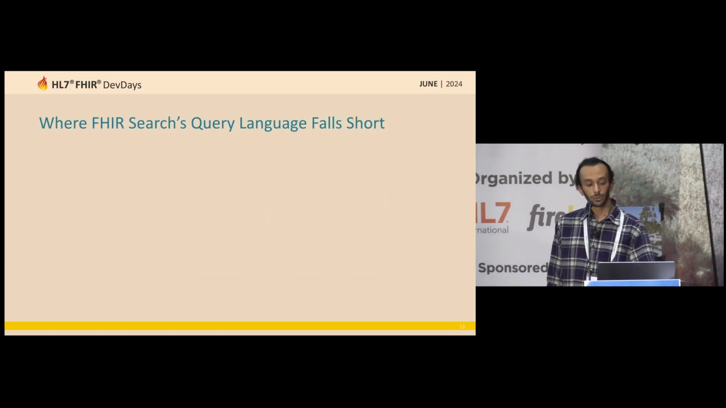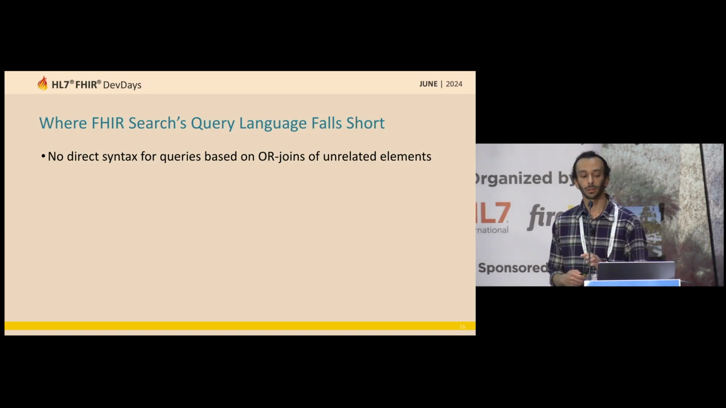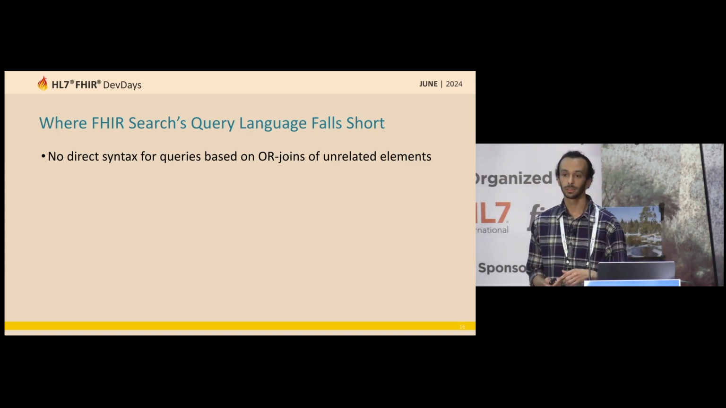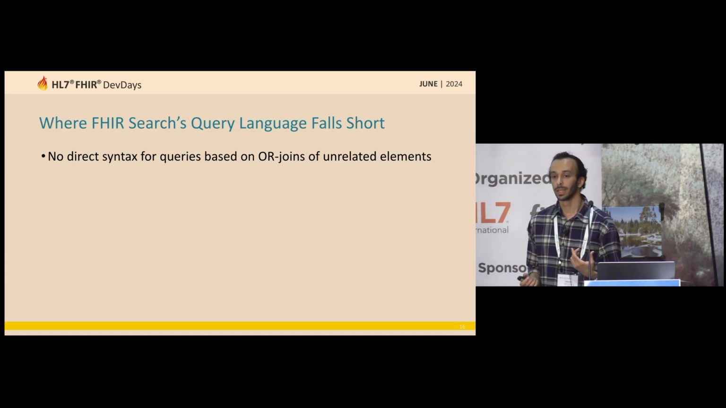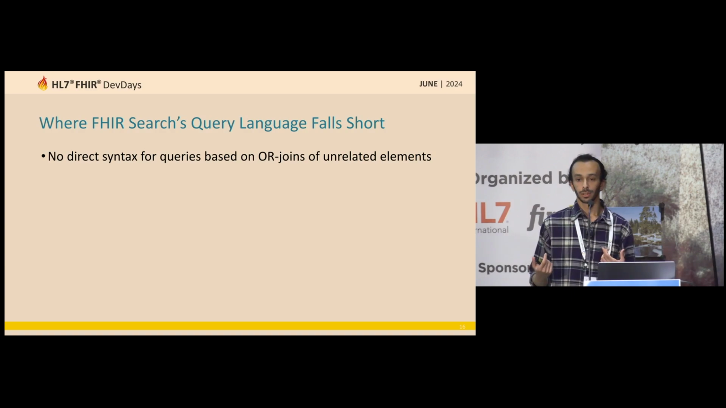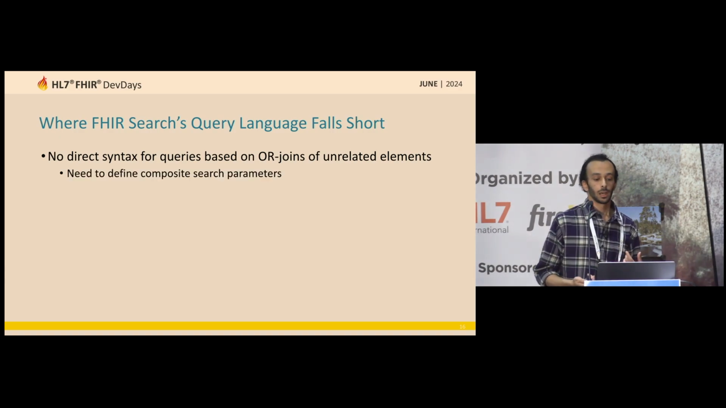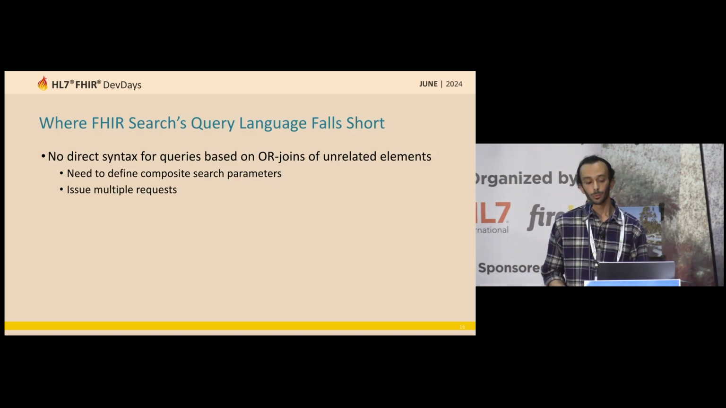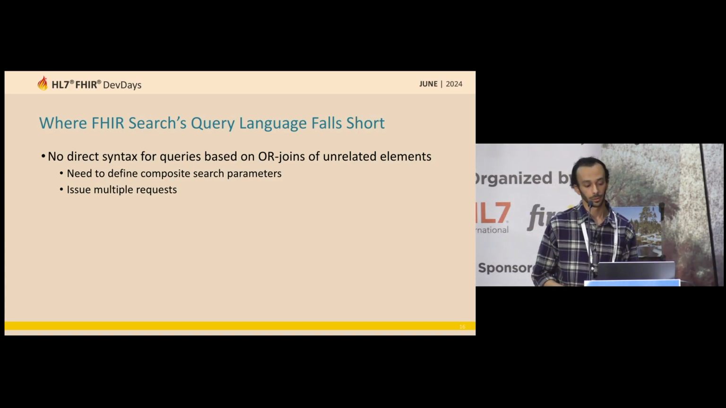So like I mentioned before, FHIRPath is much more powerful than FHIR search. A few examples here. A simple example is that in FHIR search, you cannot actually query based on OR joins of different or unrelated elements. For example, you can't say, I want to search for patients with a given name or last name equal John. You can say given name equals John or Bob, but you can't do this on two different elements. There are some ways you can do this, but you need to define composite search parameters. Other ways, you need to issue multiple requests in order to achieve such a thing.